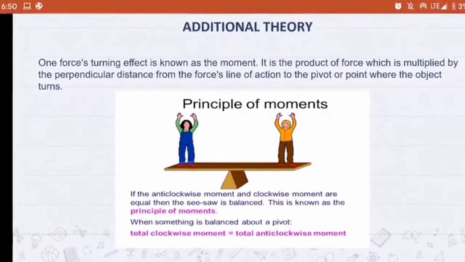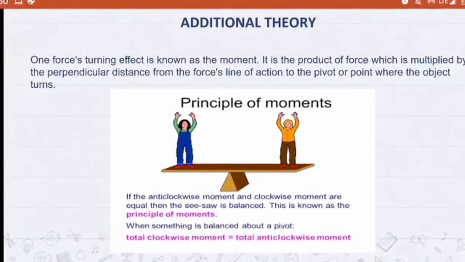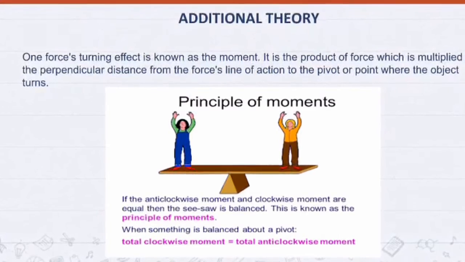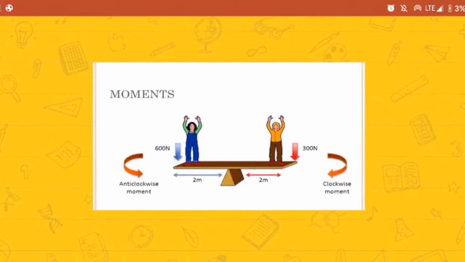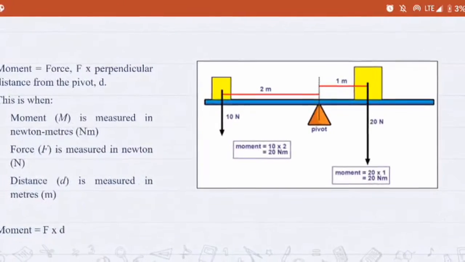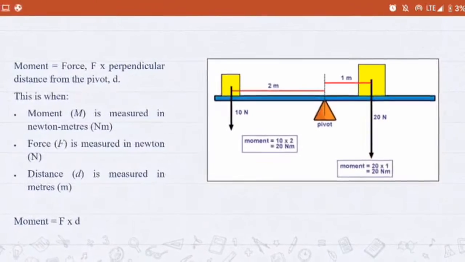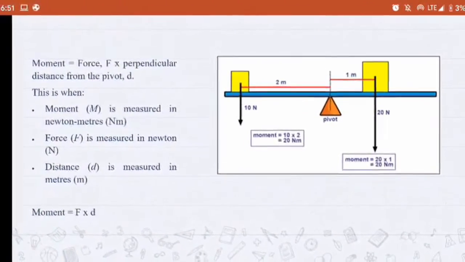The principle of moment states that when in equilibrium, the total sum of the counterclockwise moments is equal to the total sum of the clockwise moments about the same pivot. Before we get to this picture, let's take a look at the formula first. Moment equals force F times the perpendicular distance from the pivot, or D.